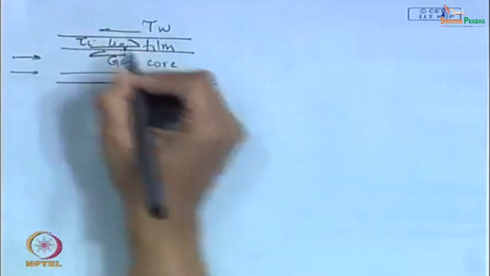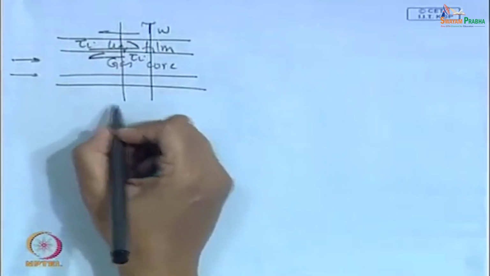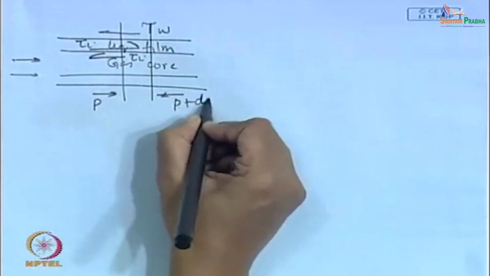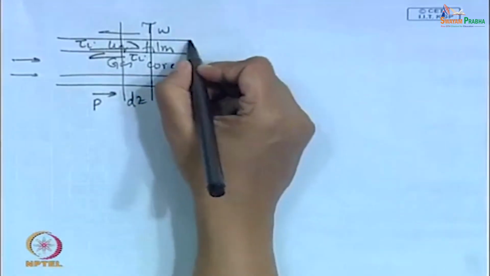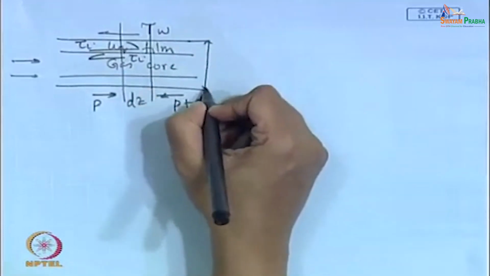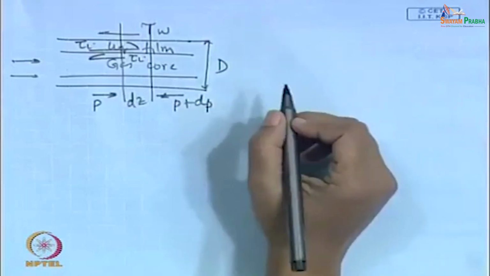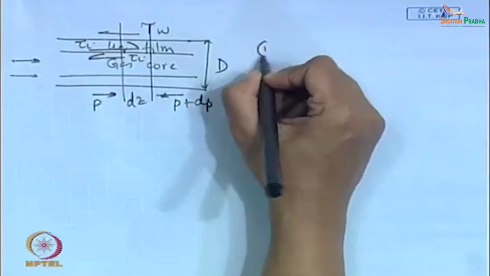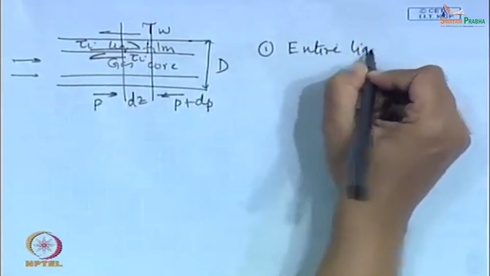So this is tau I, this is tau I, and just like I do in the single phase flow case, here it is P, here it is going to be P plus dP, and this is a dz portion. The entire pipe diameter is d. Agreed? Okay. So, in this particular case, the assumptions which we have, and I have already discussed them, are as follows.